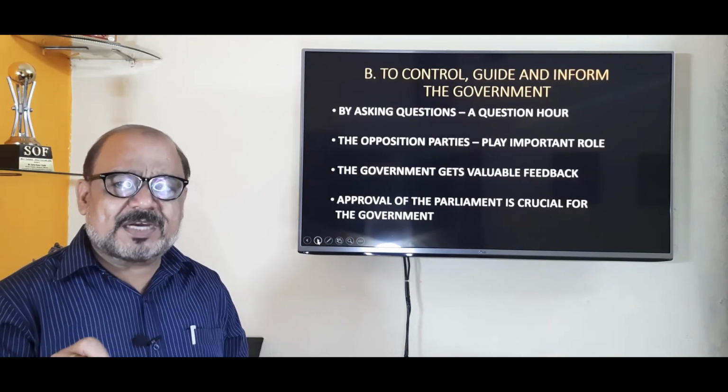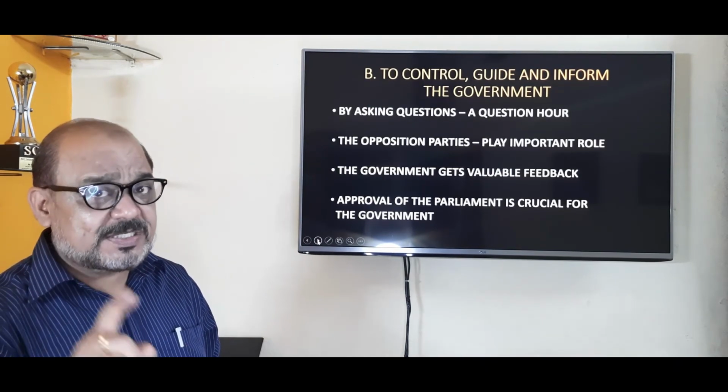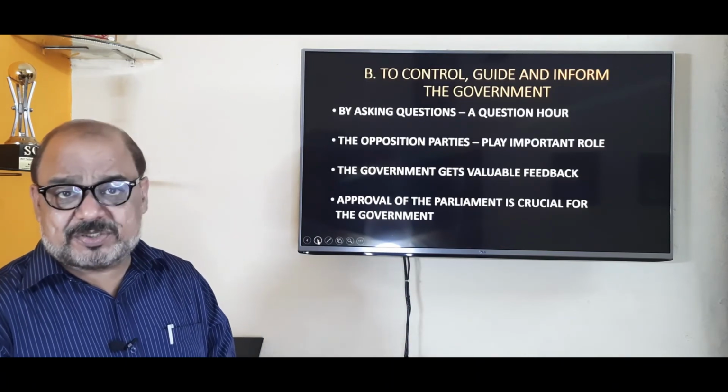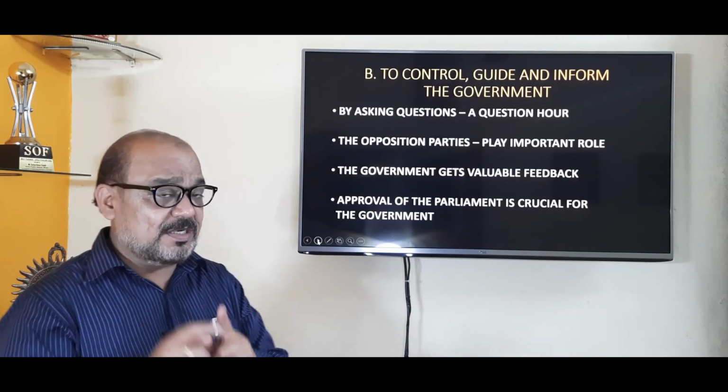Then the fourth thing is approval of the Parliament is crucial for the government. If government wants to take any decision, then approval of the Parliament is compulsory. Without approval of the Parliament, the government cannot do anything. So, the Parliament is very, very crucial here.